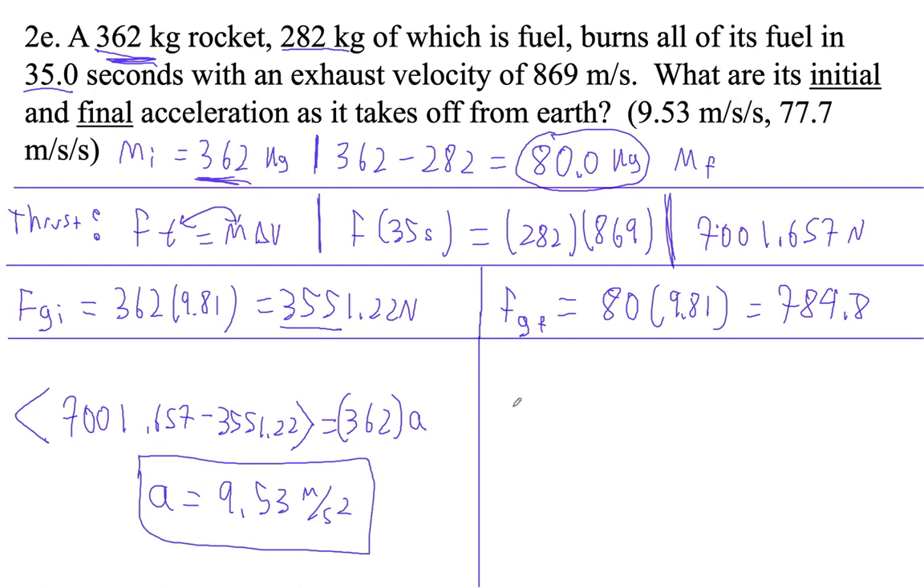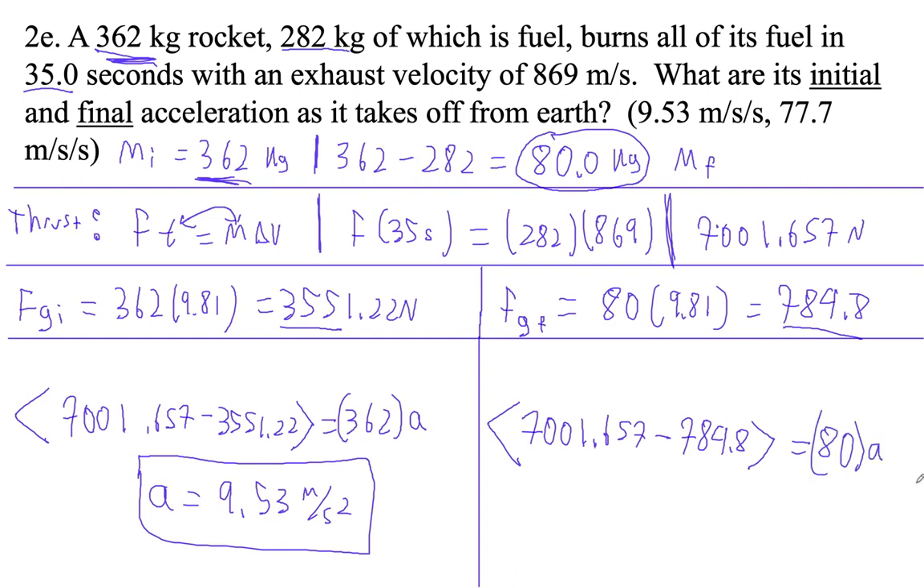All right, and then finally, at the end, two things change, right? There's less force of gravity and less inertia. So we still have 7,001.657. So we're pretending that the engine doesn't warm up, right? Like this Macintosh is. And then 784 is the force of gravity. And then that equals 80 times A.